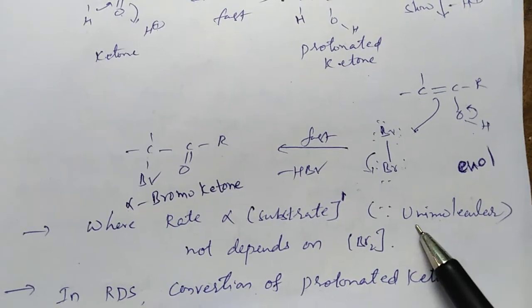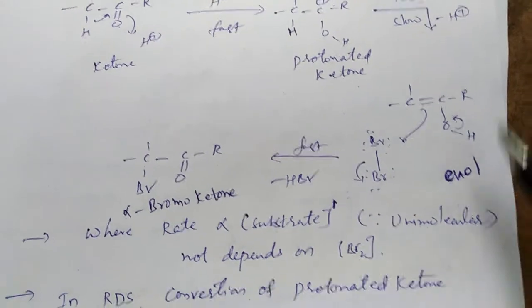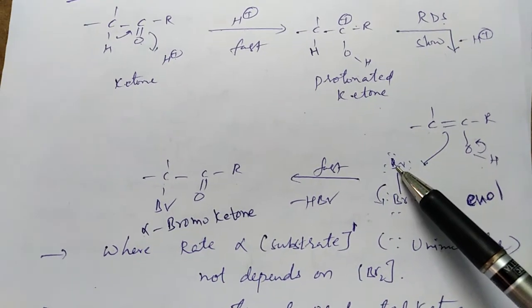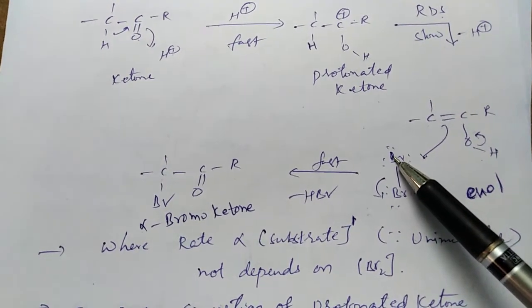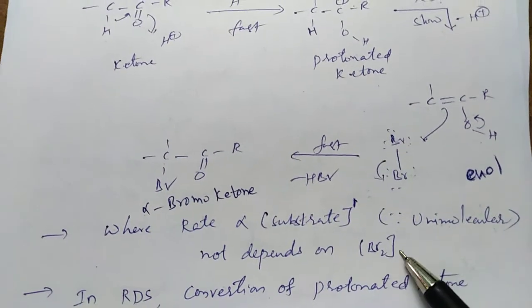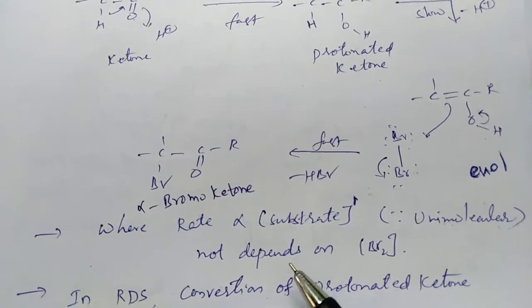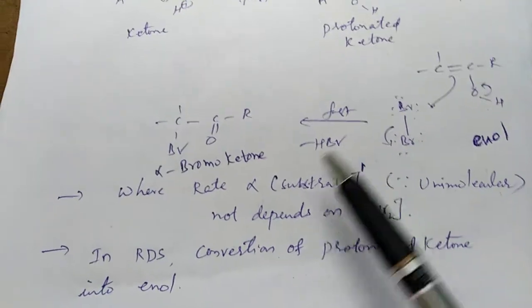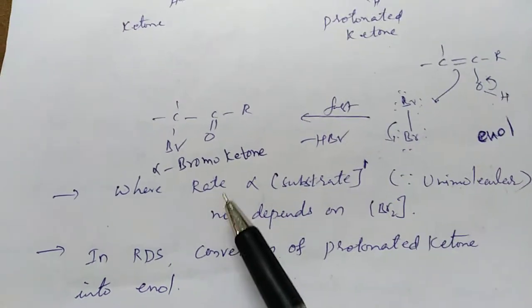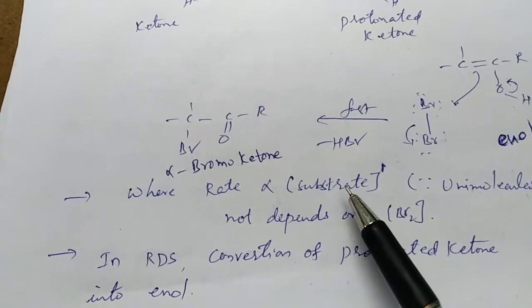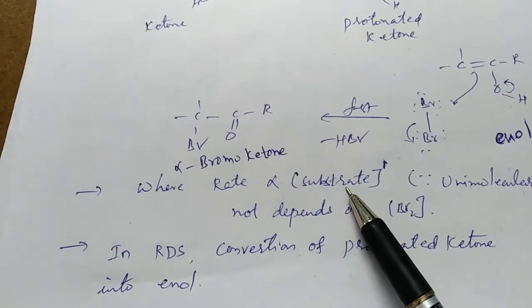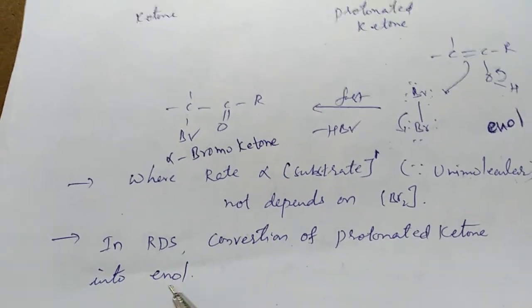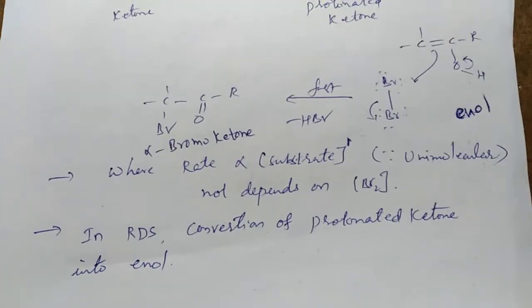That's why it is named as unimolecular. One electrophile is substituted by another electrophile. It means electrophilic substitution. Totally, the reaction is unimolecular electrophilic substitution reaction for the aliphatic compounds. And the rate is directly proportional to substrate or keto group. The rate determining step is the conversion of protonated ketone into enol. So this is regarding SE1.